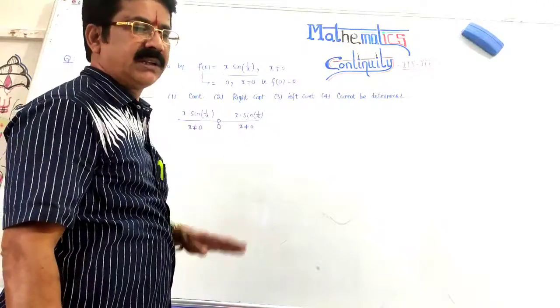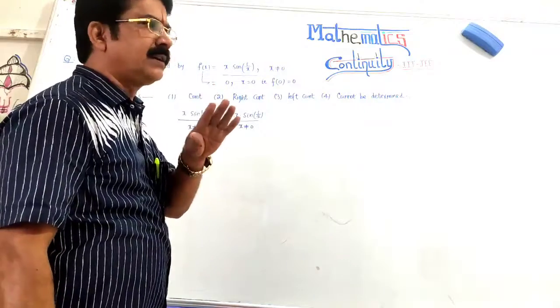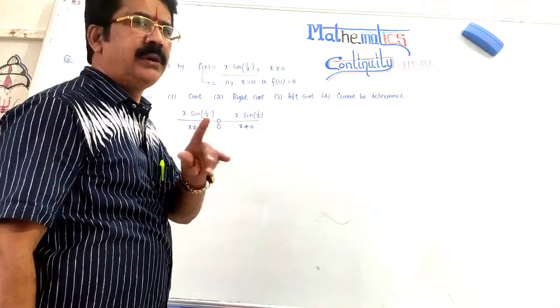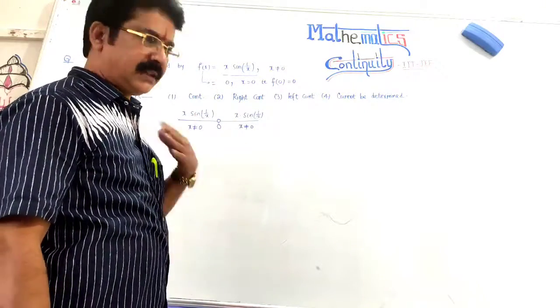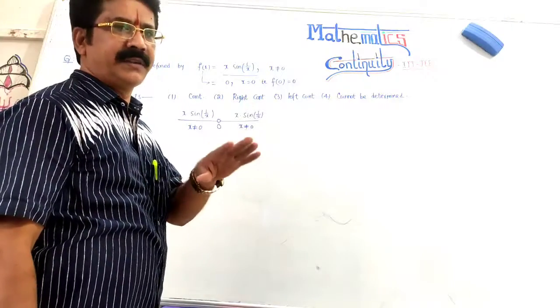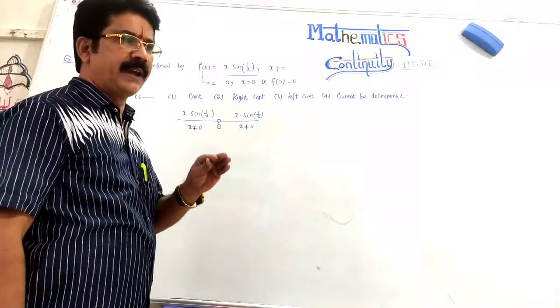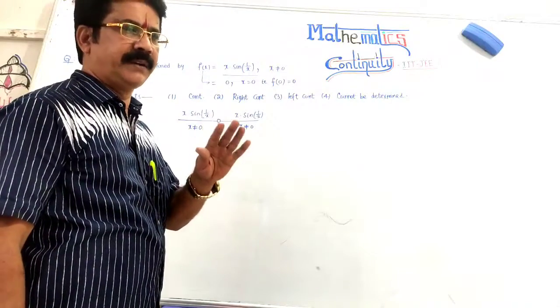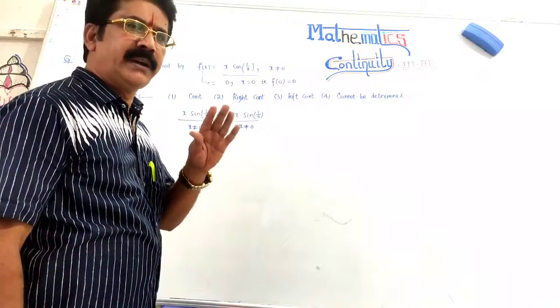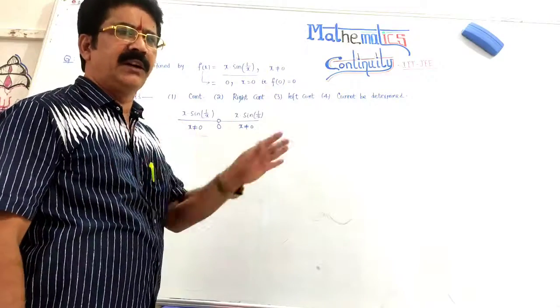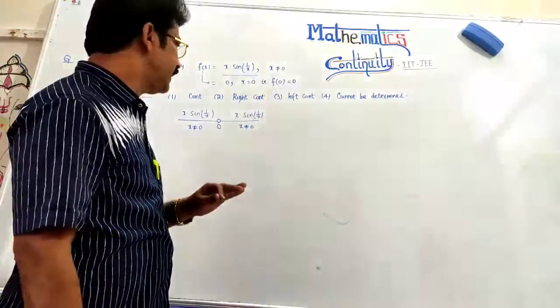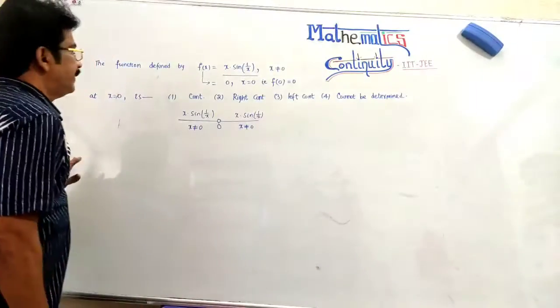It is not a modulus function. It is not a step function. Therefore, it is an ordinary function. That's why we are following the first definition. That is, if limit x tends to a of f of x equal to f of a, then it is said to be continuous. Otherwise, it is not continuous at x equal to a. This is the complete definition.